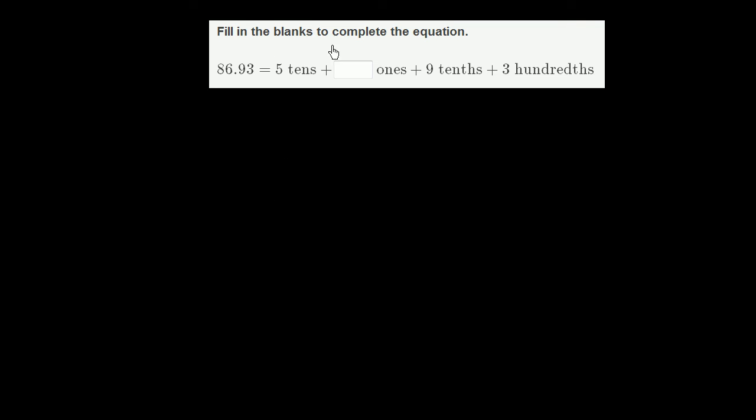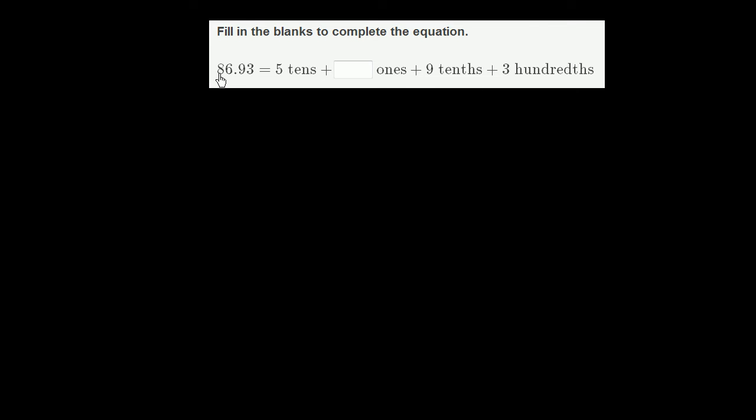We're asked to fill in the blanks to complete the equation. So they have 86.93 is equal to 5 tens plus blank ones plus 9 tenths plus 3 hundredths. So let me expand out 86.93 and just think about how I could regroup the value in the different places so that I get something more close or exactly what we have on the right-hand side.